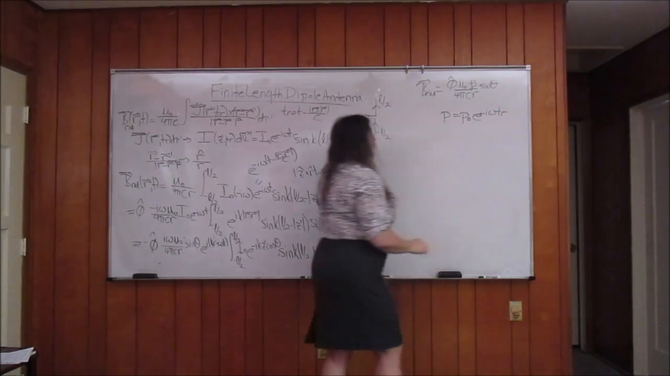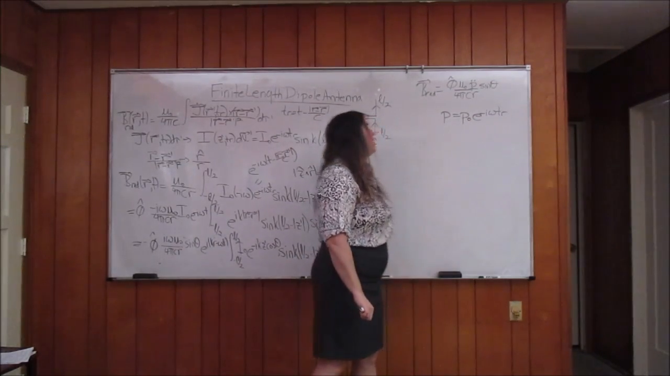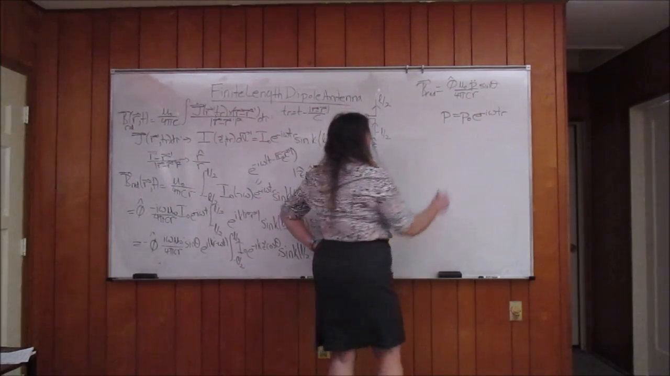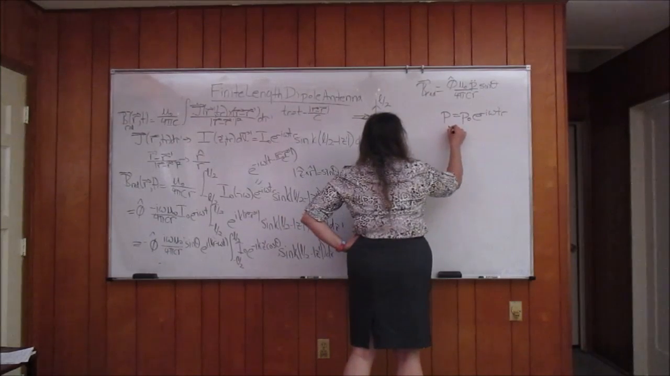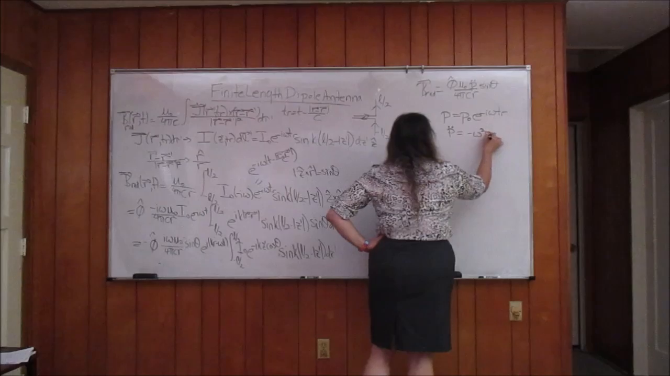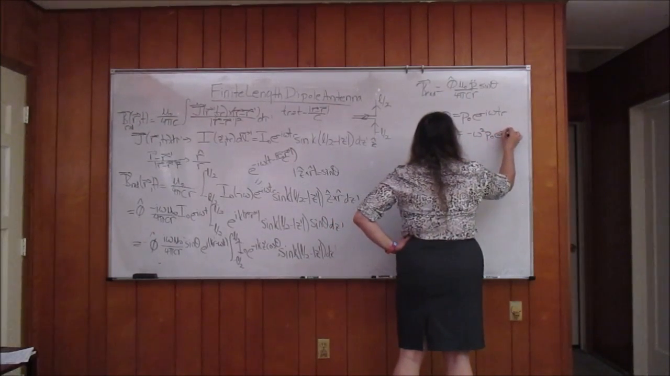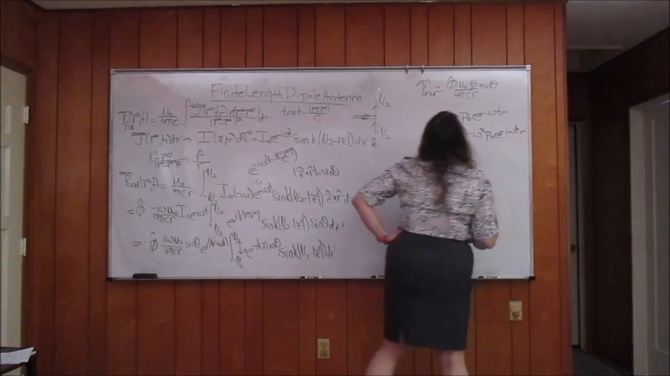Now for our infinitesimal dipole, we assumed it was harmonic. It was p naught e to the minus i omega t sub r. And I take the second derivative of that. That is going to give me minus omega squared p naught e to the minus i omega t sub r.